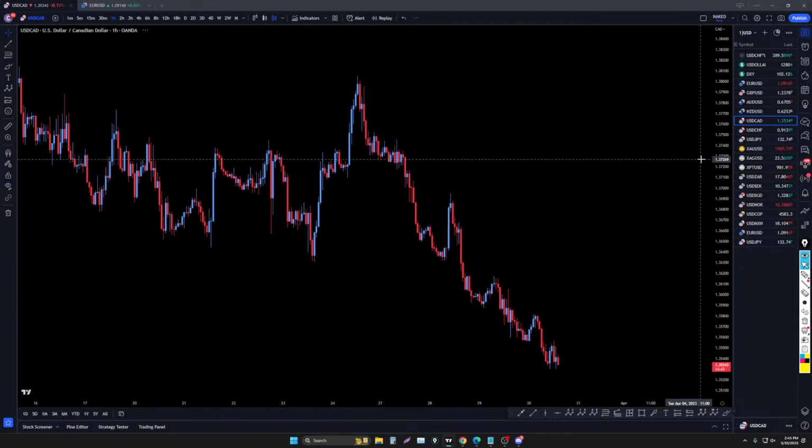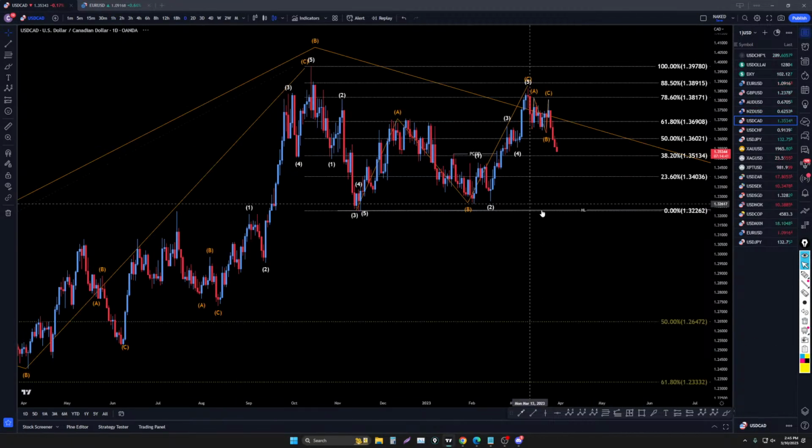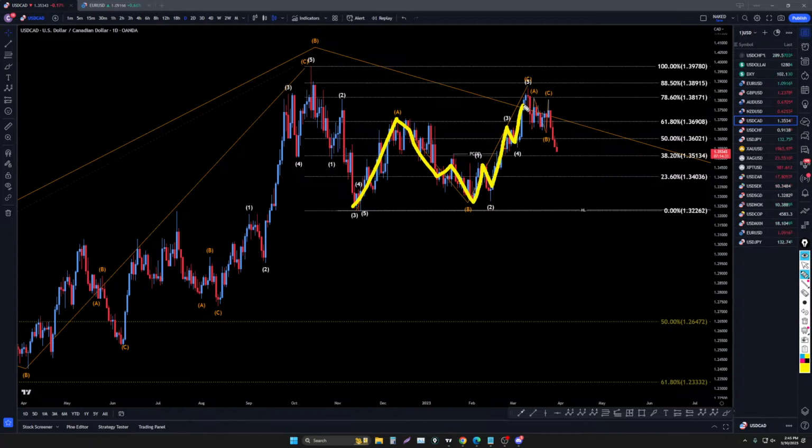So, US dollar Canadian been very strong to the downside. This has been a really good trade. And it actually seemed fairly clear. We got uptrend for the A, we got a corrective action for the B, we got a 1, 2, 3, 4, 5 of C. We got price respecting the 78% Fibonacci level, and it looks like a 1, 2, 3.